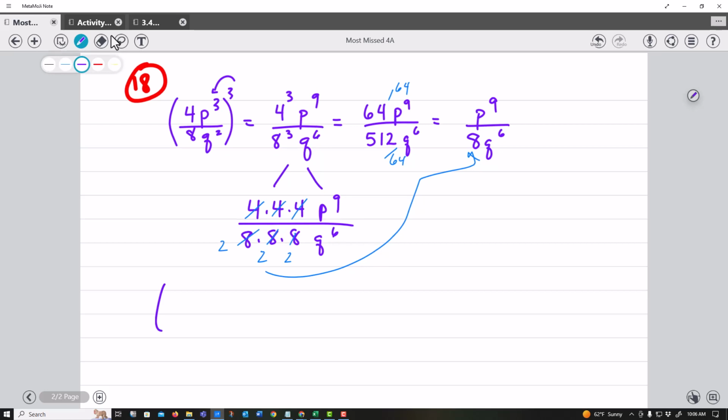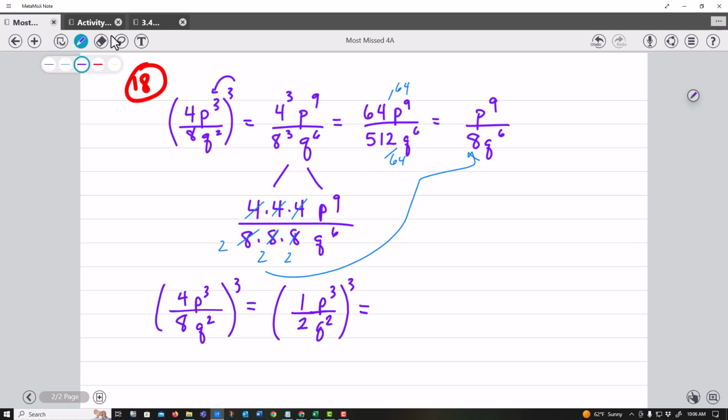So when you're working with parentheses, remember you can do what's inside the parentheses first. And couldn't you reduce that 4/8 to 1/2 here? And you still have the p cubed and the q squared.